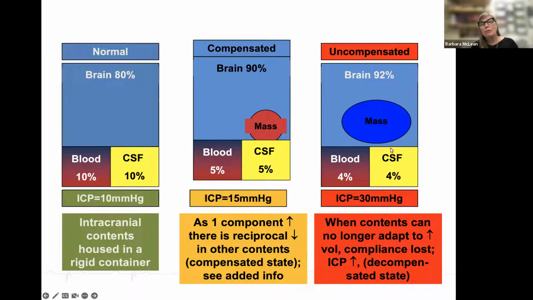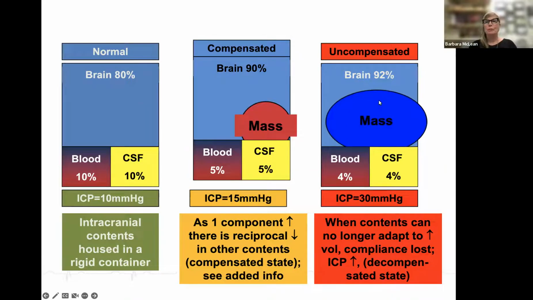Now, we're not too concerned about your cerebral spinal fluid. If you have reduction in the accumulation of cerebral spinal fluid, we're not too worried about it. It just gives us really good information about what's occurring inside the cranial vault.